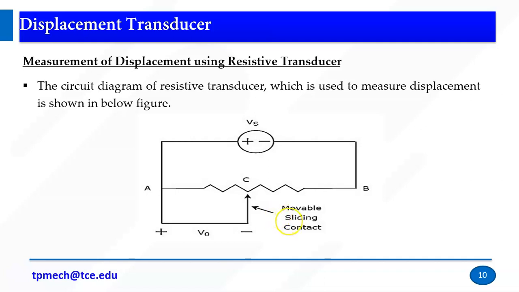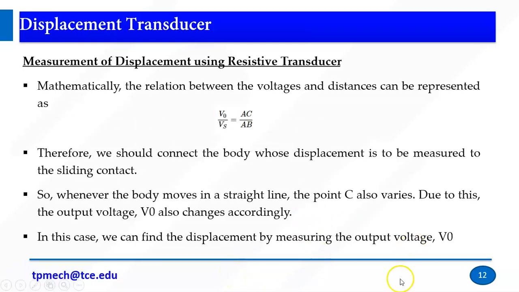So if the object moves, the sliding contact moves. Then AC will vary, so V0 will vary. Vs I know, AB is a fixed value. So we can calculate AC, so that I can measure the displacement. So displacement can be measured easily.